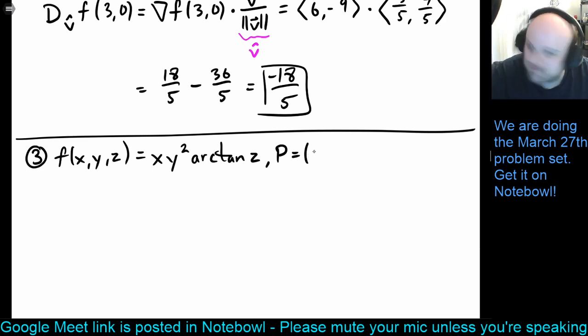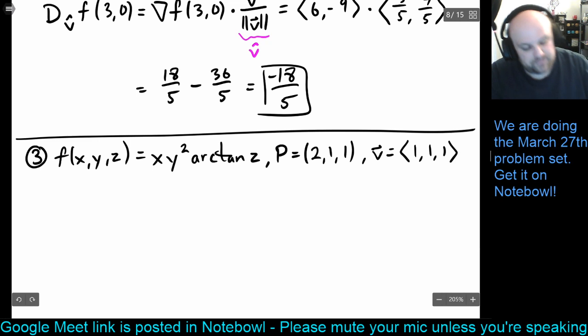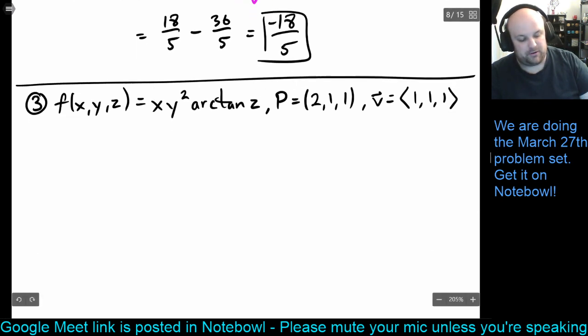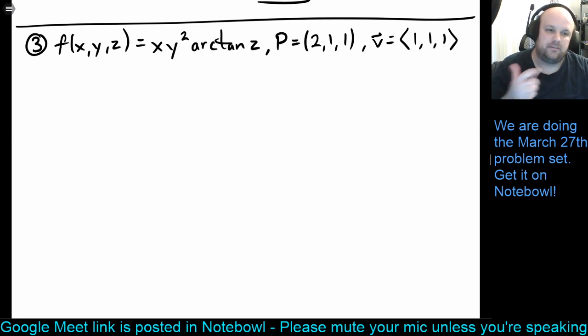All right. So let's see, P is 2, 1, 1, and v is 1, 1, 1. Okay, so go ahead and try those same 3 parts. Compute the gradient of f, compute the gradient of f at this point P, and then compute the directional derivative of f in the direction of v. We'll give you a second to do that, and then we'll work through it.